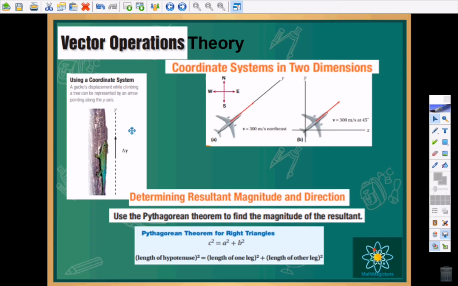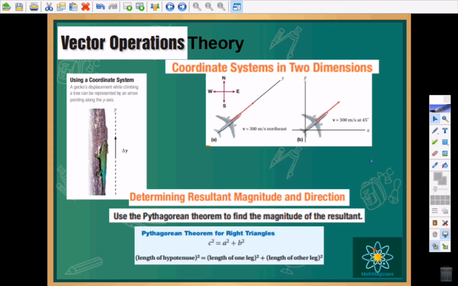For example, 2 methods can be used to describe the motion of a jet moving at 300 meters per second to the northeast. In one approach, the coordinate system can be turned so that the plane is depicted, depicted meaning represented by a drawing, as moving along the y-axis, as shown in figure A here. The jet's motion can also be depicted on a 2-dimensional coordinate system whose axes point north and east, as shown in the second figure here.